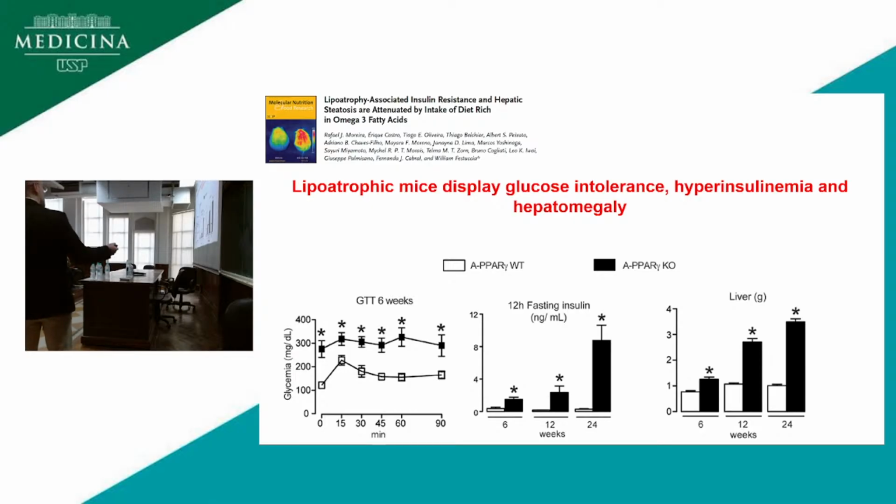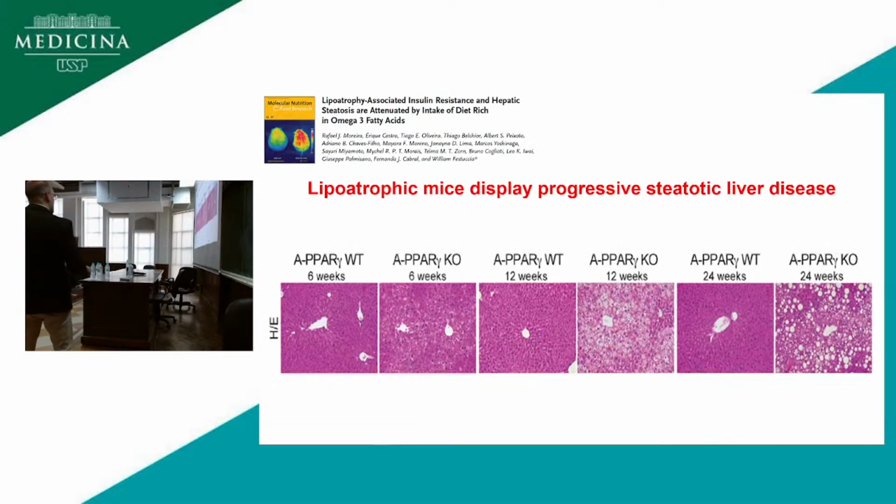And as I have shown you before, they show a progressive increase in liver mass over time. As you can see here, in mice that are 6, 12, and 24 weeks old, they have an incremental increase in liver mass. So what we did next was take a look at the liver of these mice, and as you can see here, we see a progressive increase in lipid deposition in the liver of these mice. So this is a 6-week-old lipodystrophic mouse.